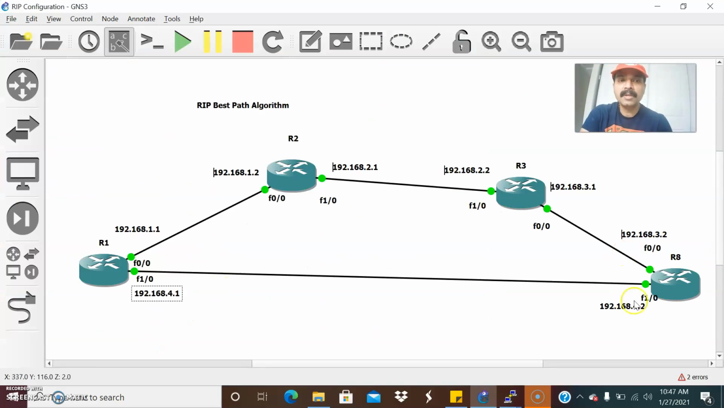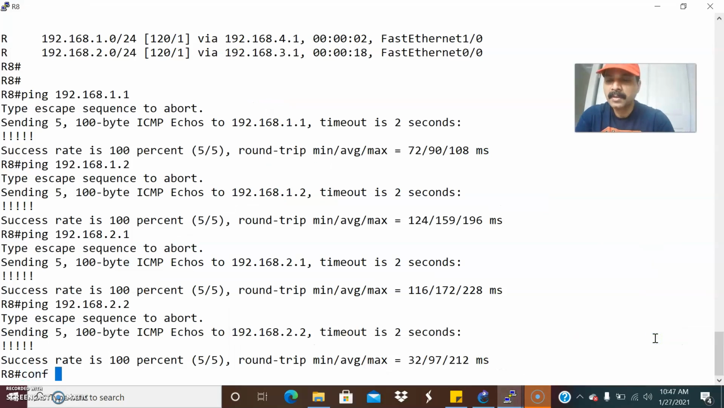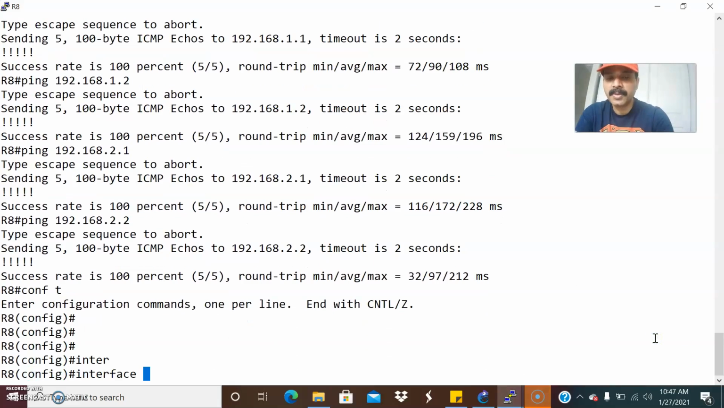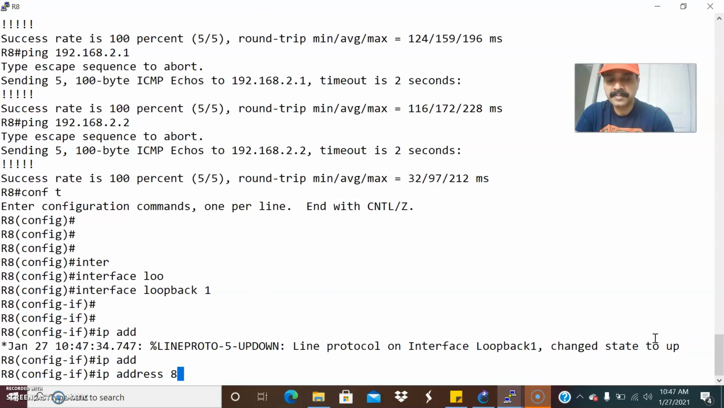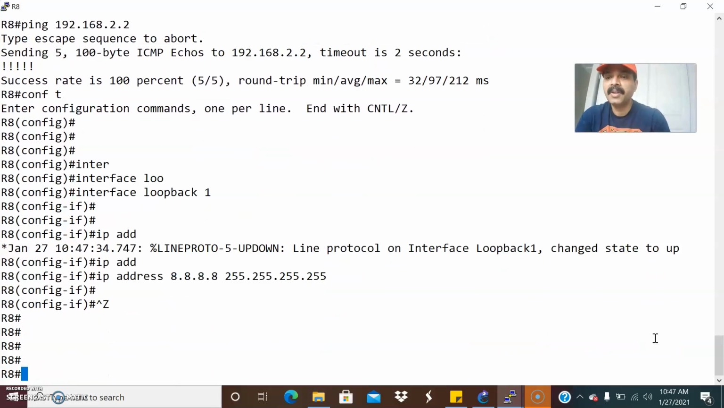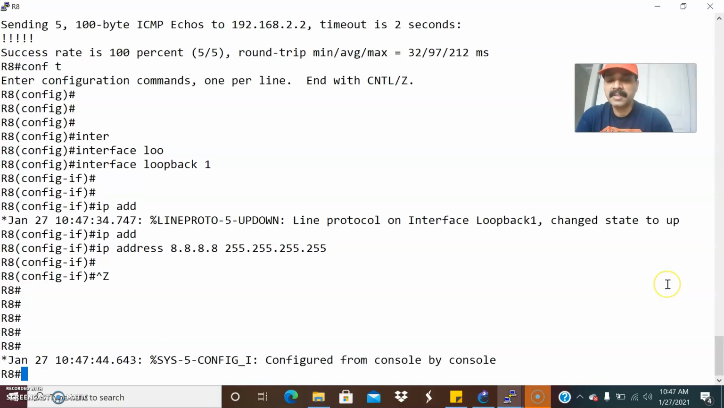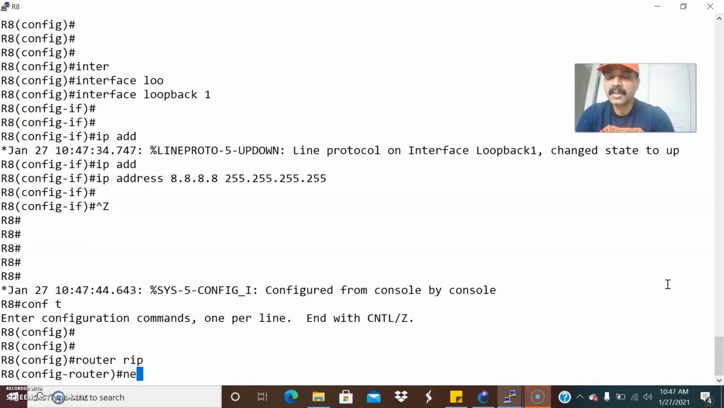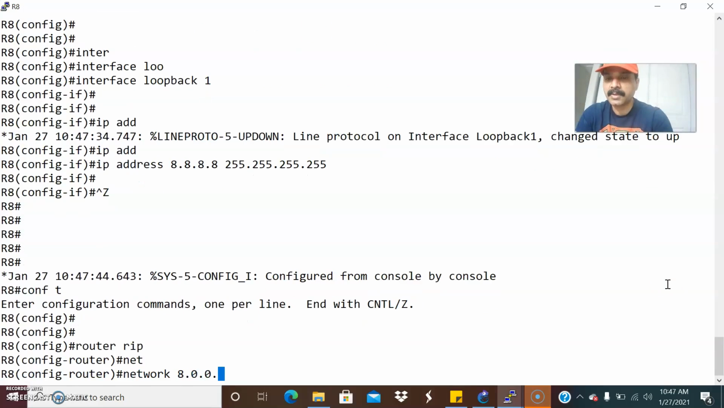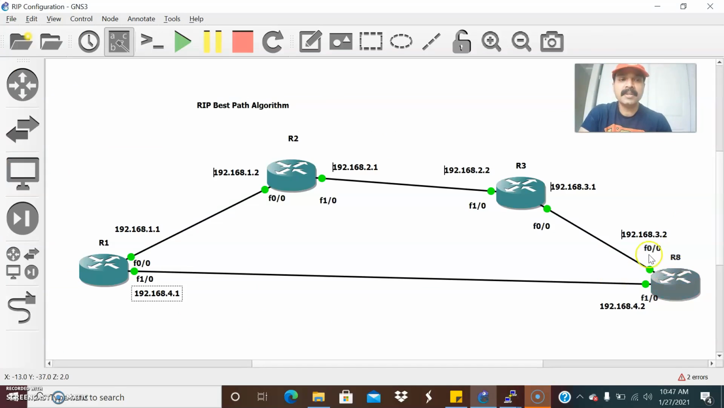So now what I'm going to do in R8, let us advertise the loopback address. So let us go to R8, go to the configuration mode. Let us define a loopback address. Loopback 1 IP address, let us make it 8.8.8.8, 255.255.255.255. So I defined the loopback address and let us advertise it in RIP. Go to the configuration mode, router RIP, network 8.0.0.0, right? So this is the loopback address I defined here, 8.8.8.8, and I advertised it in the RIP protocol.